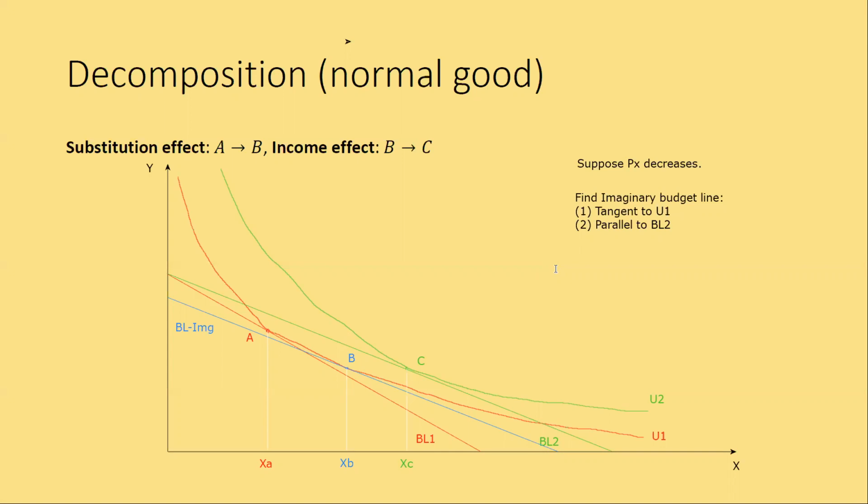Point A is the optimal bundle to our original budget constraint, BL1. Point B is an optimal bundle to the intermediate budget line, or the imaginary budget line, that is the blue line. And lastly, the point C is the optimal point to the new budget line, or the final budget line.